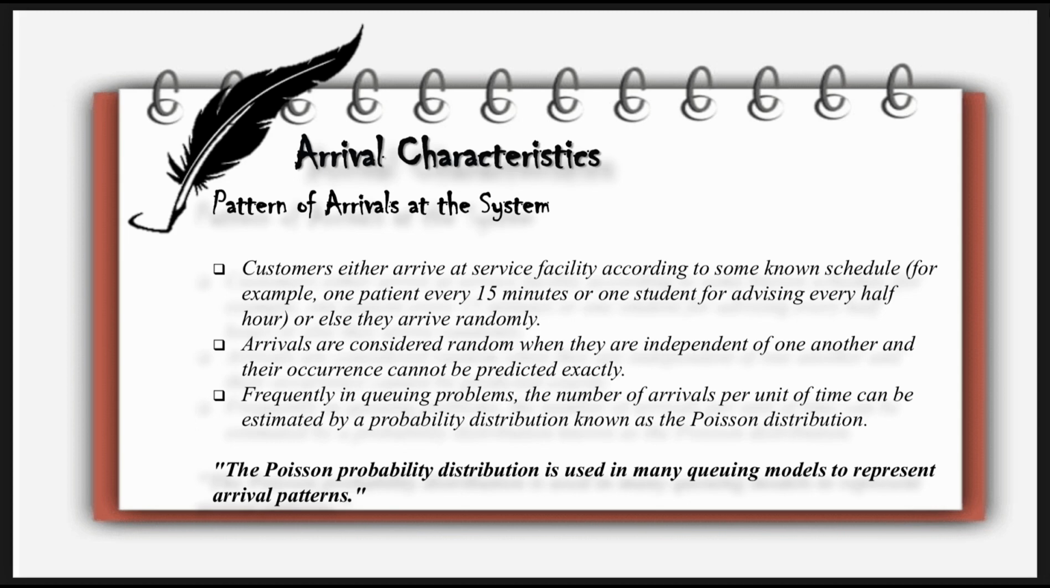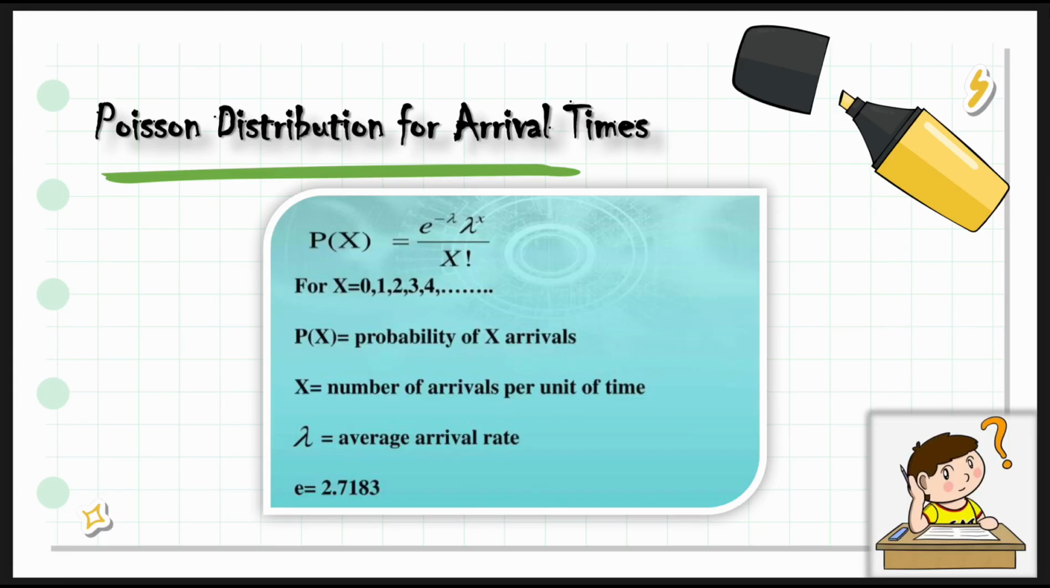Sa atin kasing Poisson probability distribution, ginagamit siya in many queuing models to represent what? This is used to represent arrival patterns. So right now, I'll take you to a presentation about the Poisson distribution of arrival time. So this is just a glimpse. Since this is not really the focal matter of our topic, I'll just present you the formula and also the illustration.